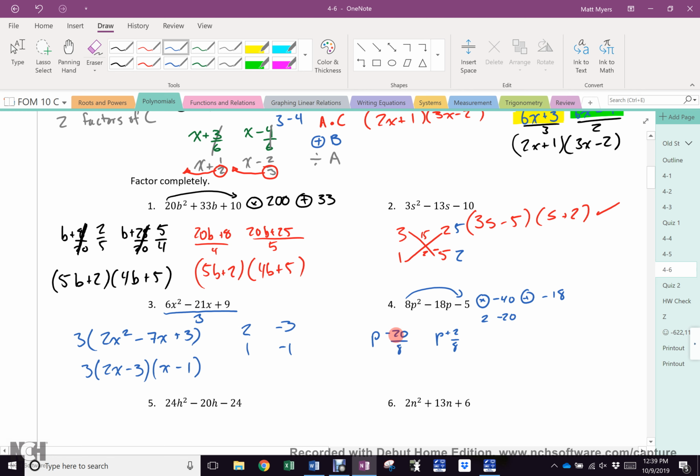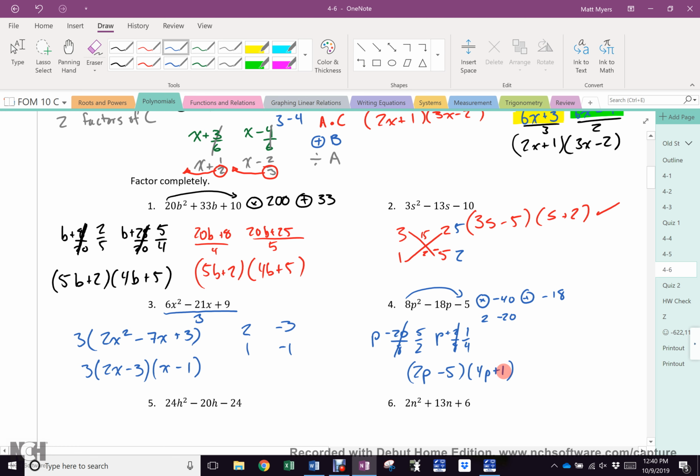Would Mrs. Bad Crumble let that fraction stay there? No. What is it? 20 over 8 is 5 over 2. And what about 2 over 8? 1 over 4. What do I do with those denominators? Slide them. P, 2P minus 5, 4P plus 1. Do I ever need to go, Mr. Mize, is it right? No. Why not? Because you can check. What's 2 times 4, Jade? 8. Looks good to me.